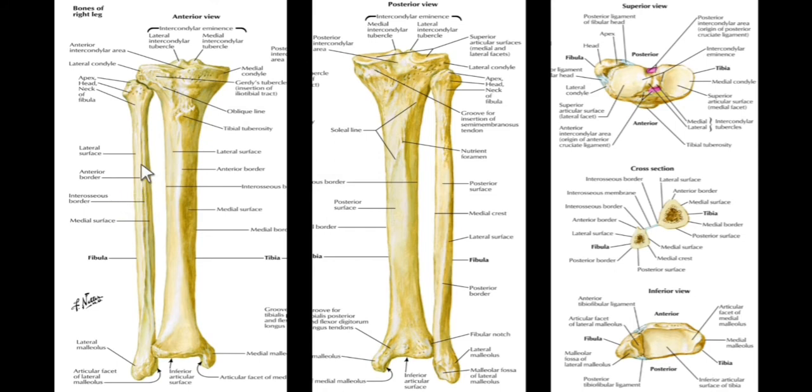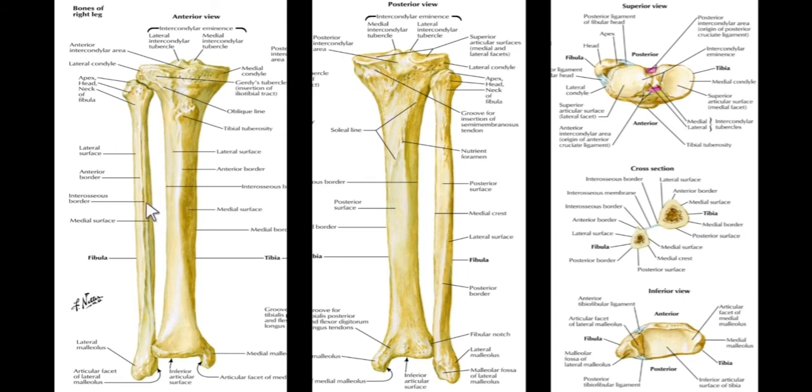The shaft shows similar features as compared to the tibia. It also has 3 borders and 3 surfaces. The 3 borders are anterior border, posterior border and interosseous border. Let's identify these borders in these 2 diagrams. This one is called anterior border. This is called posterior border, which is more clear in the lower 1/3 of the posterior side of the bone. And the last border is called interosseous border or medial border.